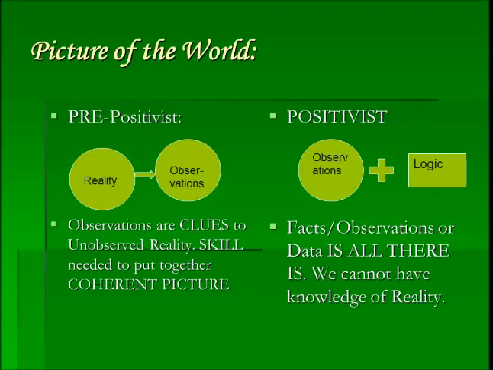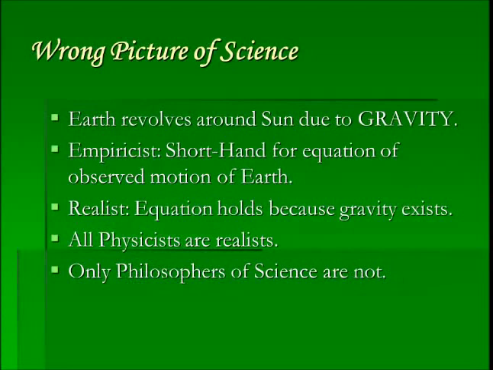But the positivist view eliminated the reality from the picture. It says that all we have is observations, and then we have our logic, and whatever we want to say should be confined to observations and logic. The facts and the observations is all there is. There is no knowledge of reality that is possible. So, this led to a wrong understanding of science. See, as I discussed last time, there is the nominalist view.